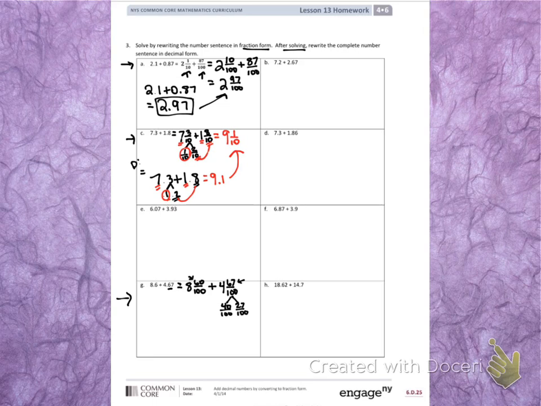And now the problem goes pretty smoothly. I have my 60 hundredths and my 40 hundredths is going to make 1. So I have 8 plus 4 is 12 plus the 1 created right here. That makes 13. And we have our 27 hundredths left over. 27 hundredths. So let's go ahead and try that one as a decimal.